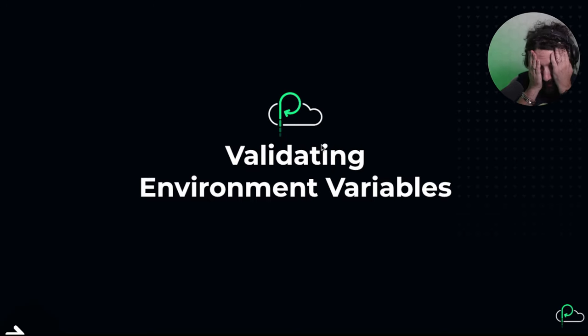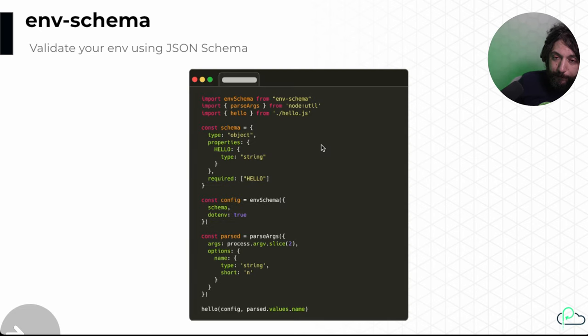Okay, so let's talk a little bit about one of my favorite topics, which is validating environment variables. A few of you have already mentioned this, which is env-schema. And you love env-schema. Everybody loves env-schema. I do. It's fantastic. Env-schema allows you to write a JSON schema and use that JSON schema to parse your environment variables. That's it. Why is it a problem, you ask?